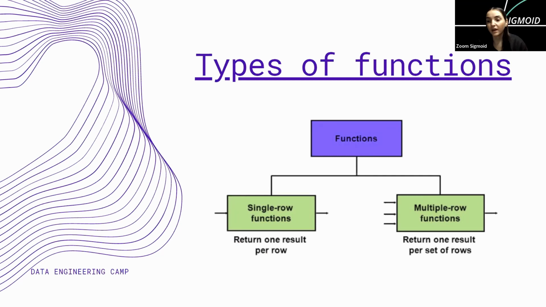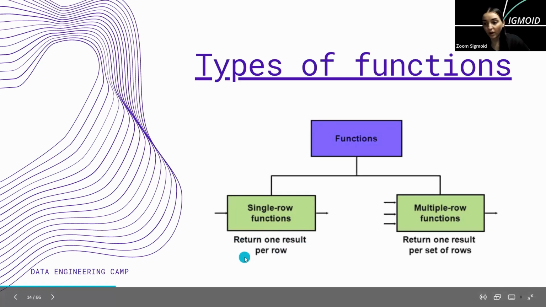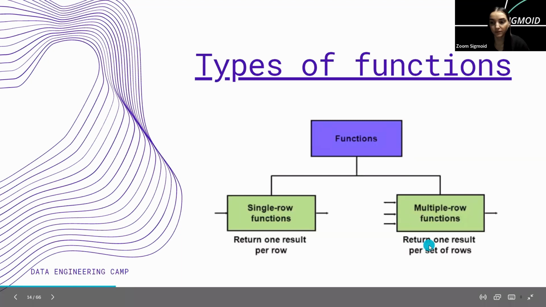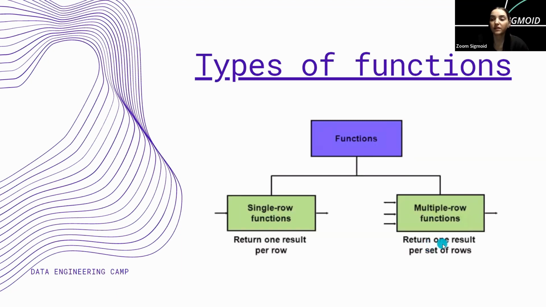on single rows only, and return one result per row. It returns one result per row. There are different types of single row functions. We will discuss char functions, number functions, and date functions today at this workshop. And we have multiple row functions, which are those functions that can manipulate groups of rows to give one result per group of rows. These functions are also known as group functions, but about them you will learn at the next workshop.